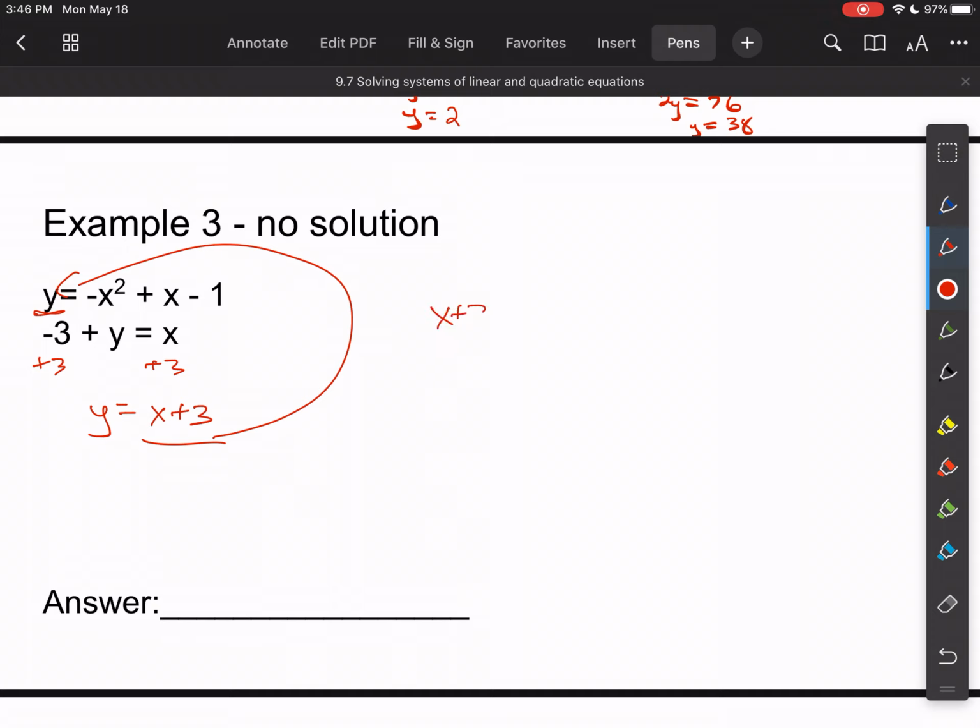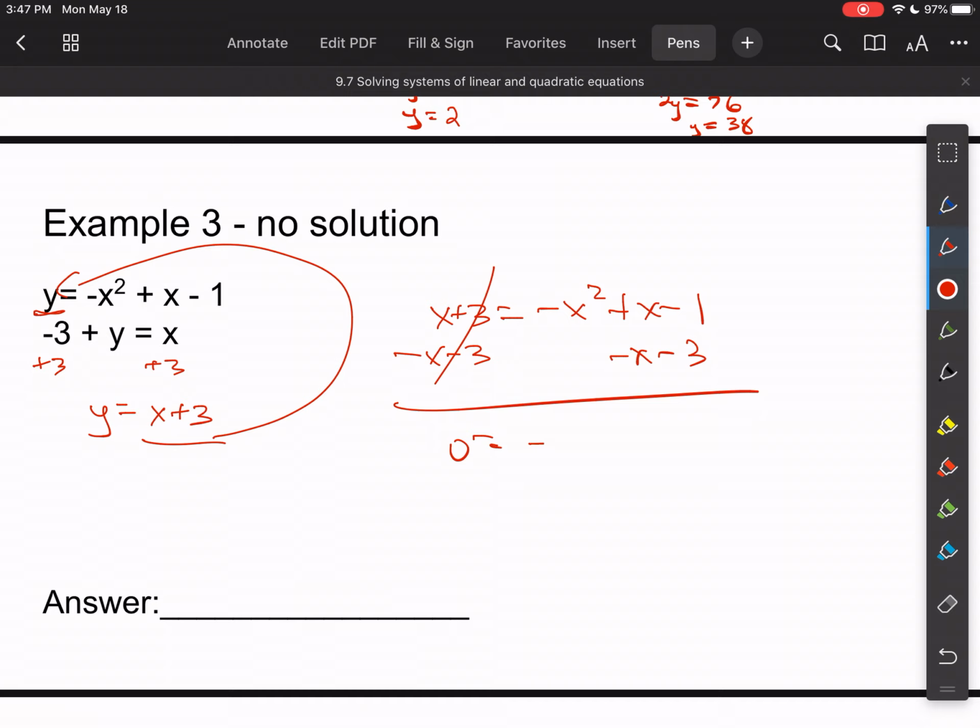Then I'm going to take that and plug it back in for that y. So we have x plus 3 is equal to negative x squared plus x minus 1. Then we're going to combine like terms. I'm going to subtract x and 3 from both sides. When I do that, this goes to 0. The other one goes to negative x squared. The x's cancel. Then we get negative 4.